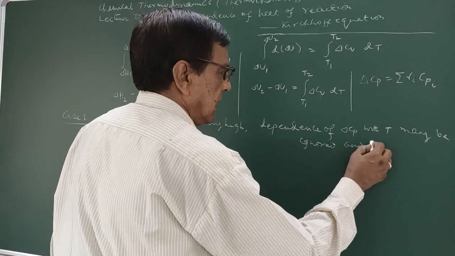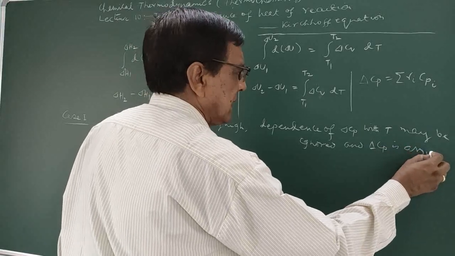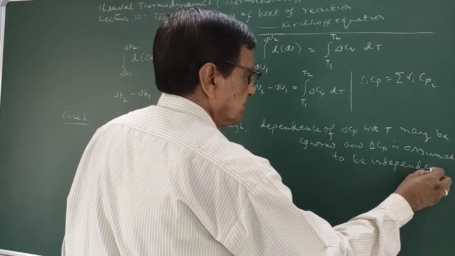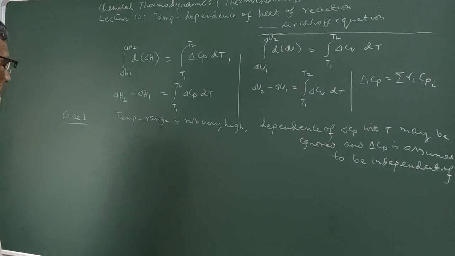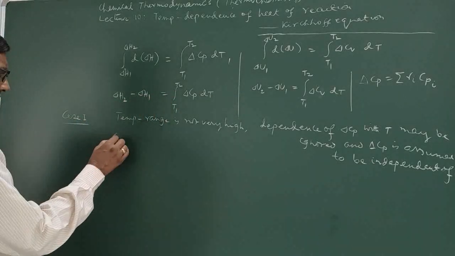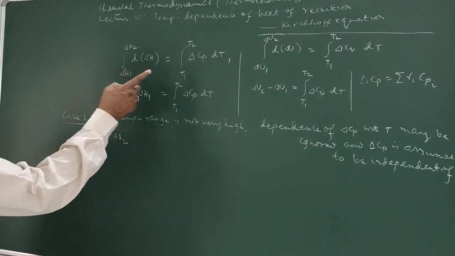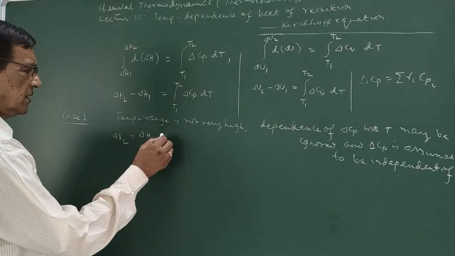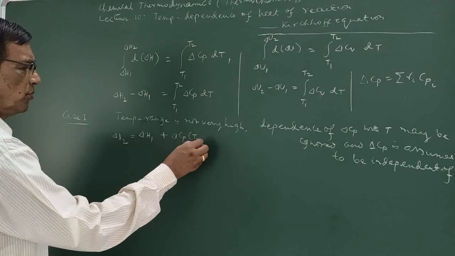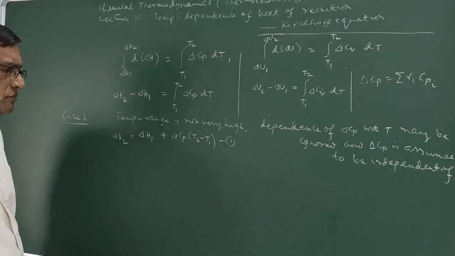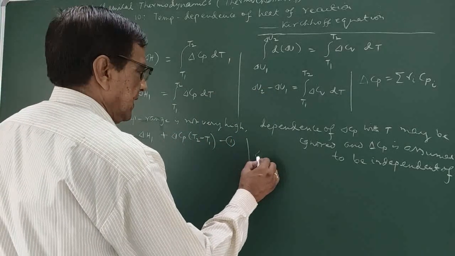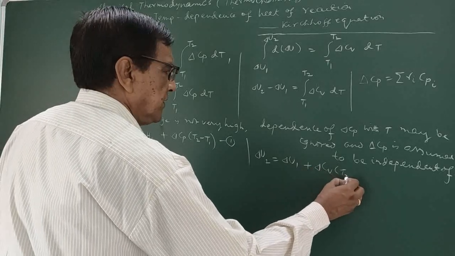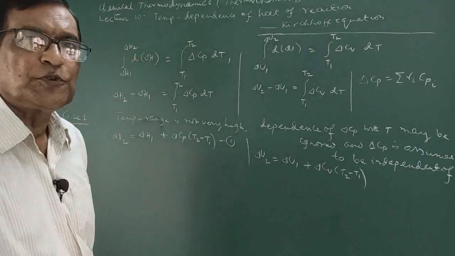And delta Cp is assumed to be independent of temperature T. In this case, the situation becomes very simple, and delta H2, the enthalpy change of this reaction at temperature T2, equals the same at temperature T1 plus delta Cp times (T2 minus T1). This is equation number 1. Similarly, delta U2 equals delta U1 plus delta Cp times (T2 minus T1), with delta Cp again assumed temperature independent.